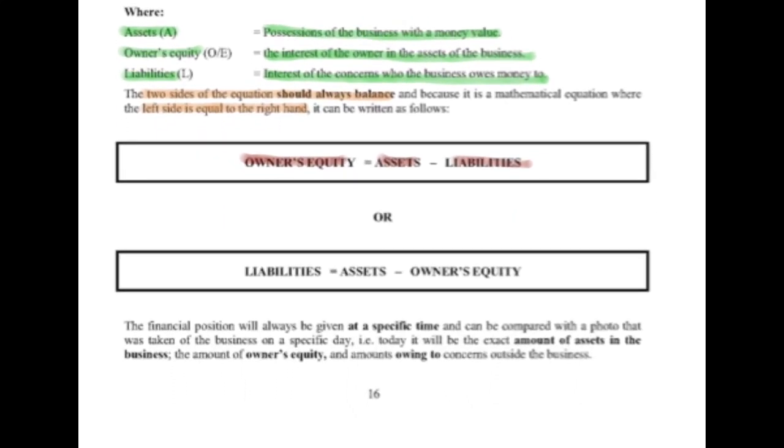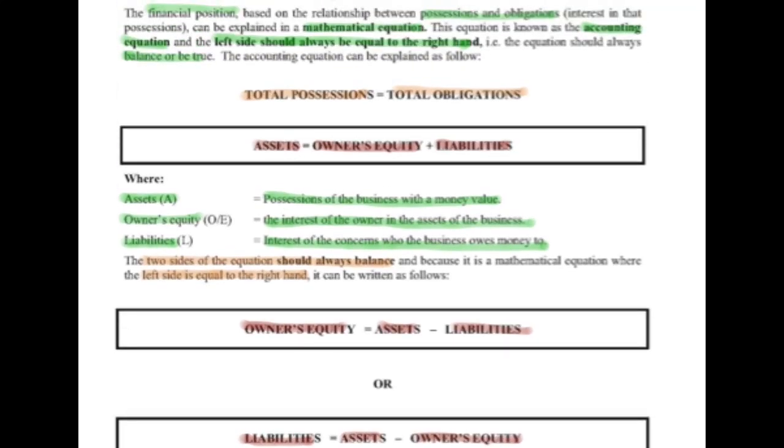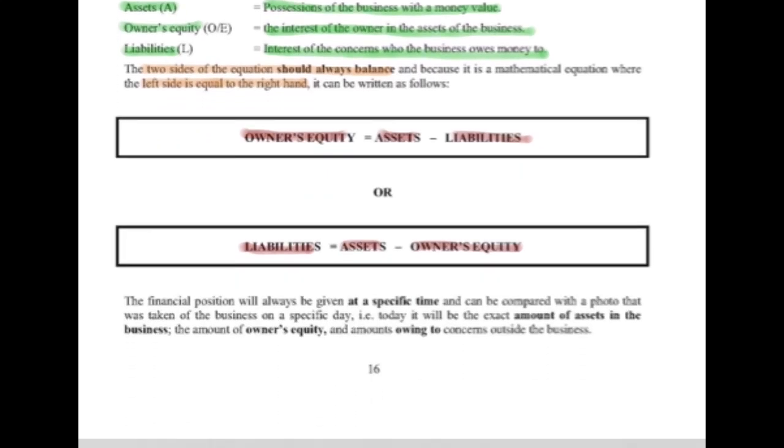In the third adaptation, I could also say liabilities are equal to assets minus owner's equity. So if we go back to the main one, if I take owner's equity over the equation sign, it changes signs and becomes assets minus owner's equity. So therefore I can adapt my equation to suit my own needs.